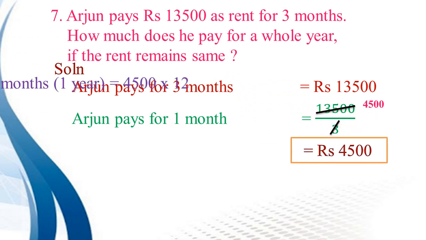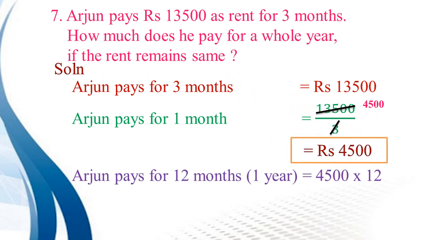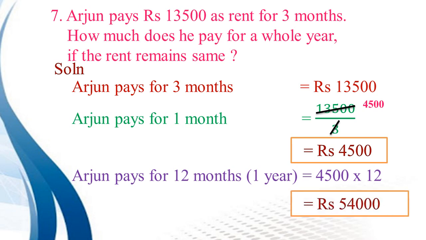Now we want to find the whole year, isn't it? Yes, Arjun pays for 12 months. That means 1 year equal to 4,500 multiplied with 12 will get 54,000.